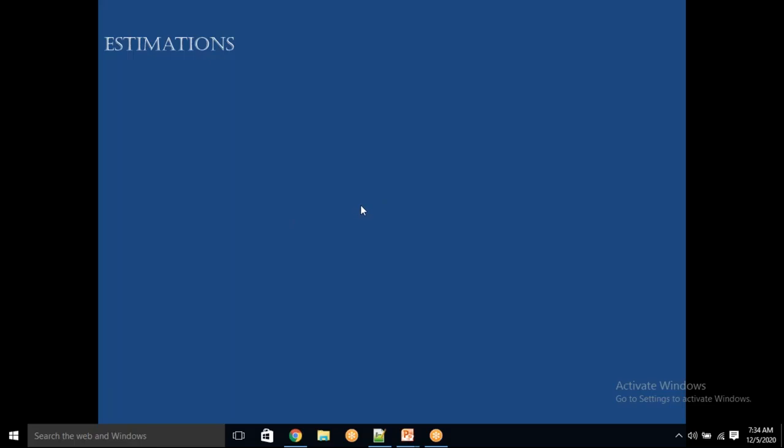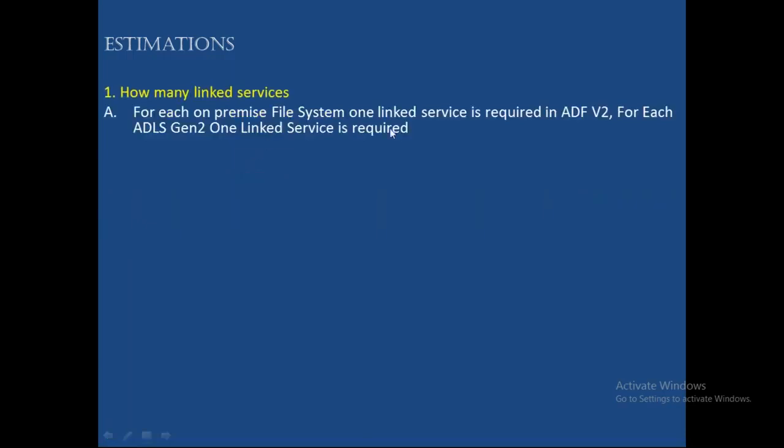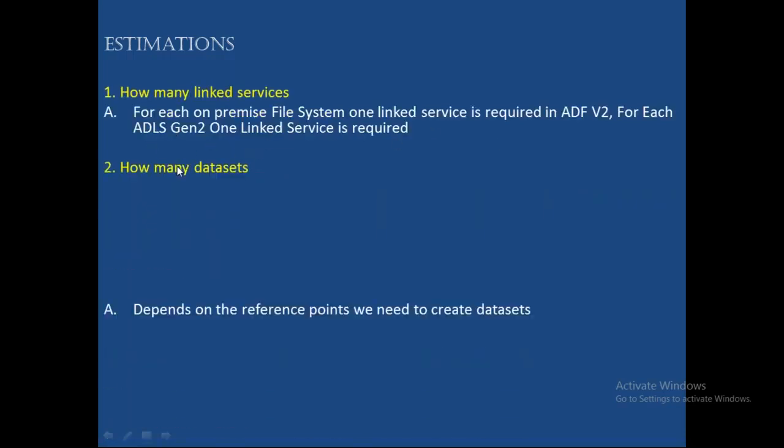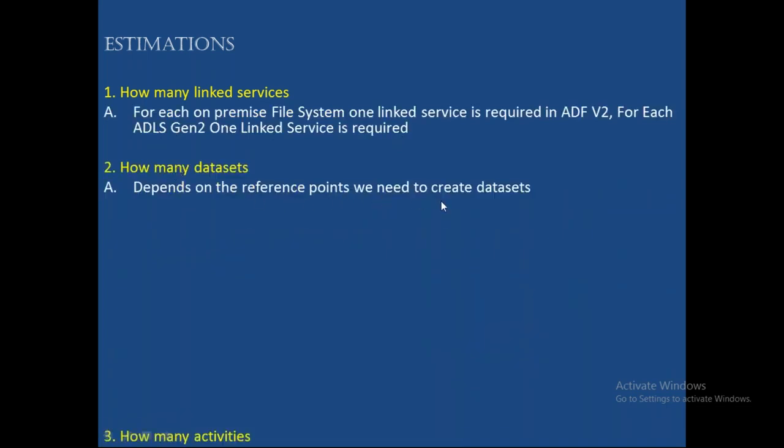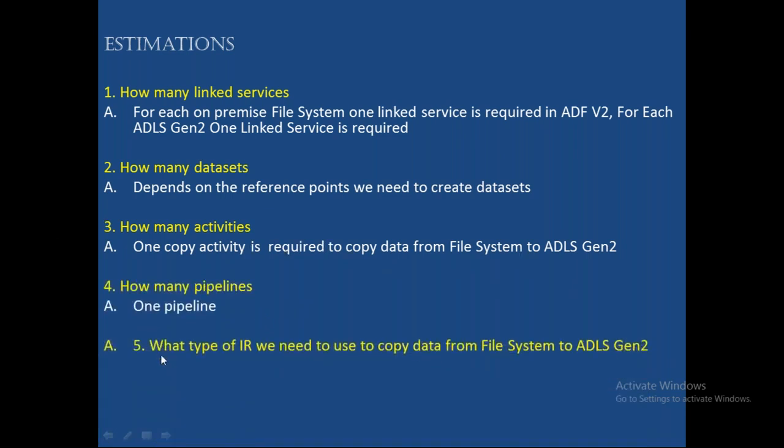So, estimation. Now you see how many linked services we need. One linked service for the file system, one linked service for ADLS Gen2. How many datasets? Depends on reference points; we need to create the datasets. Activities: one copy activity I will use to copy data from the file system to Data Lake Storage Gen2. But when we have multiple files, you need to use Lookup, ForEach, all those things. How many pipelines? One pipeline. What type of integration runtime are we going to use? Remember, the self-hosted integration runtime I'm going to use. Okay, clear.